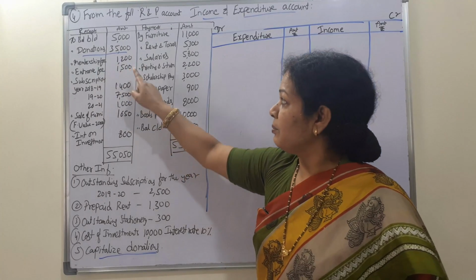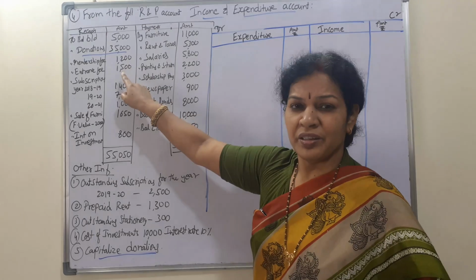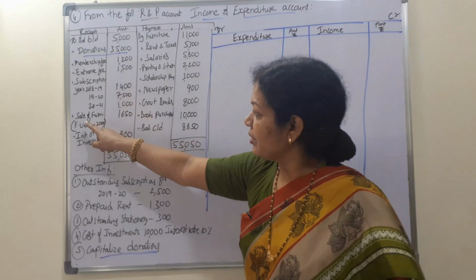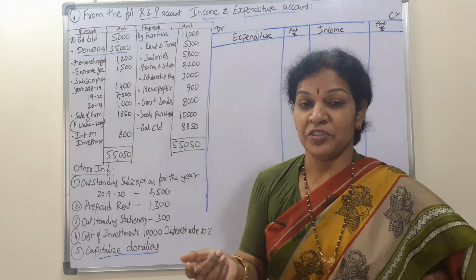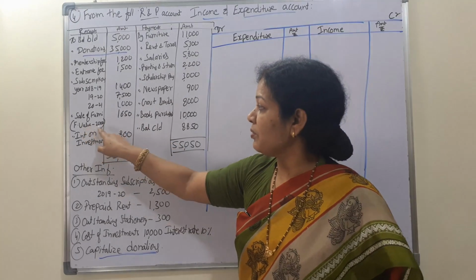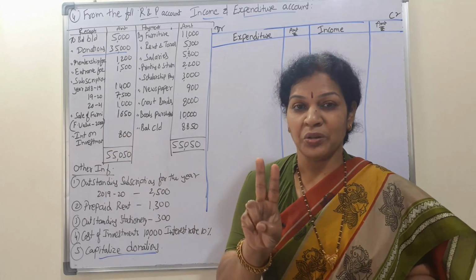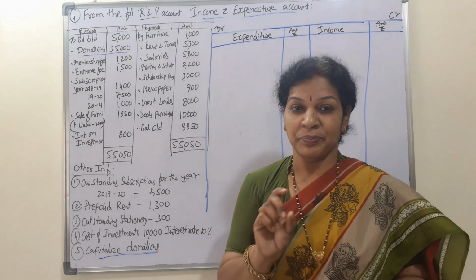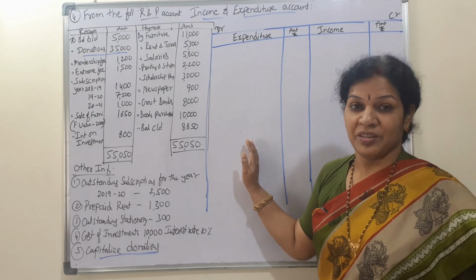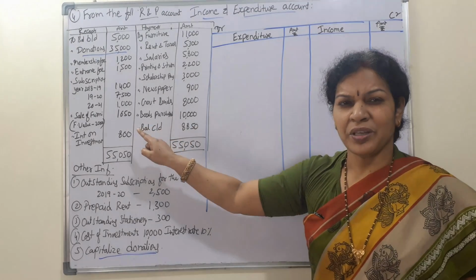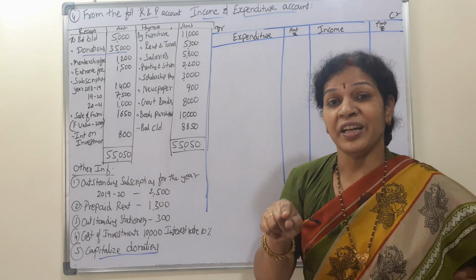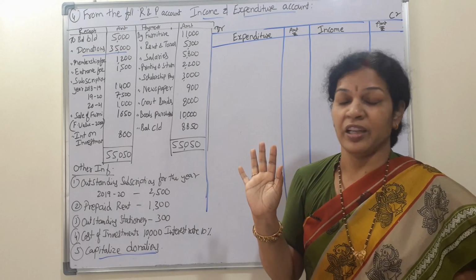Membership fee, entrance fee, all are incomes. We'll take them on the credit side. Subscriptions are also income. Sale of furniture: when you are selling furniture, we are getting 1650, but the cost of the furniture is 2000. We are selling 2000 for 1650, which means loss. Loss we will take into the expenditure side. They are not asking you to calculate the loss, but it is understood. Such kinds of hidden adjustments you have to understand and calculate.